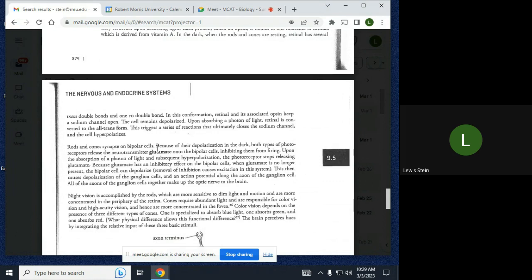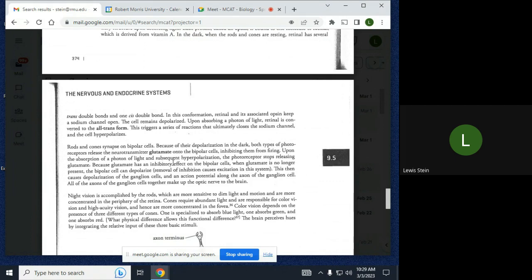When that occurs, they become hyperpolarized, closing the channel. In the dark, with depolarization, both types of photoreceptors release the neurotransmitter glutamate on the bipolar cells. So that's the neurotransmitter that's associated, inhibiting them. So even though glutamate is usually excitatory, this is one of those oddball things. It's all counterintuitive for glutamate, in this case, to be inhibitory other than its usual role.